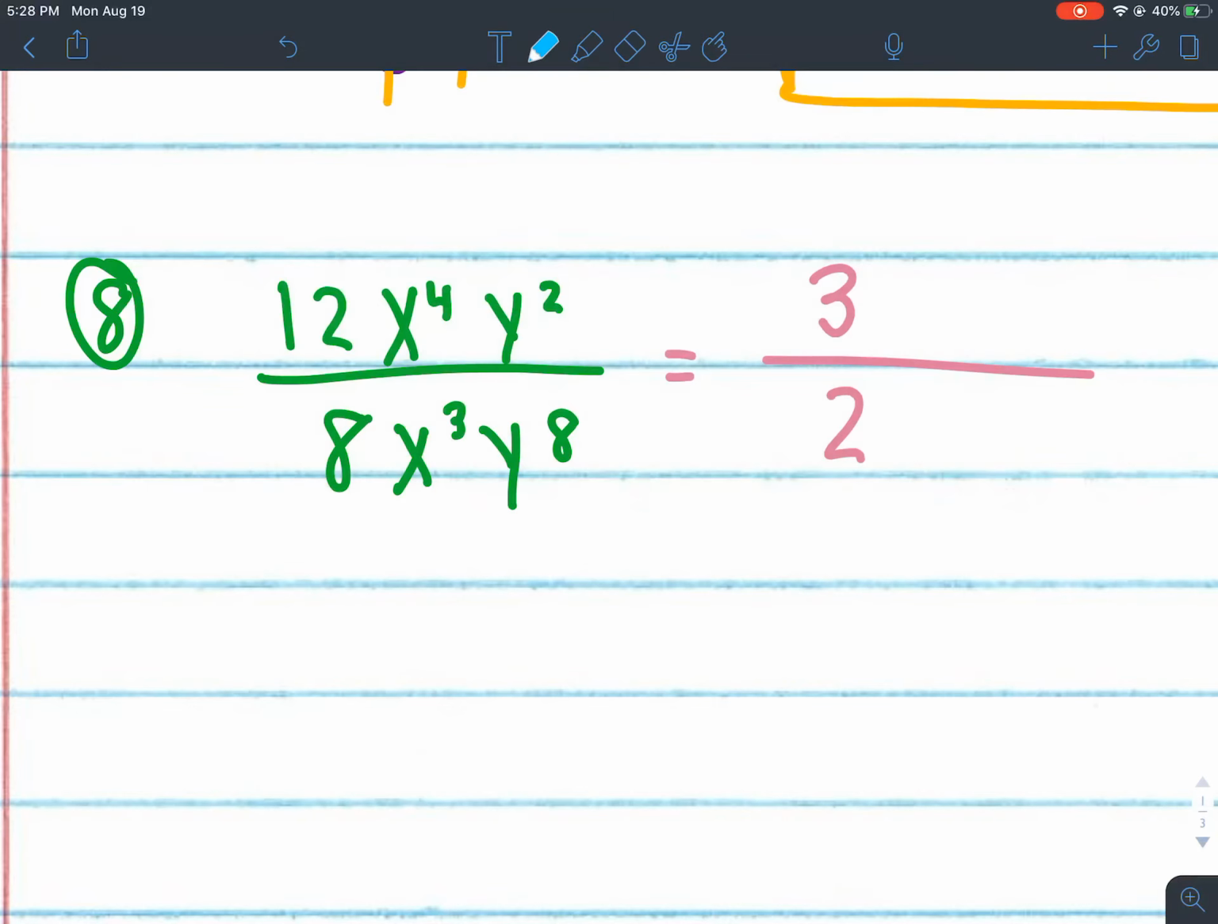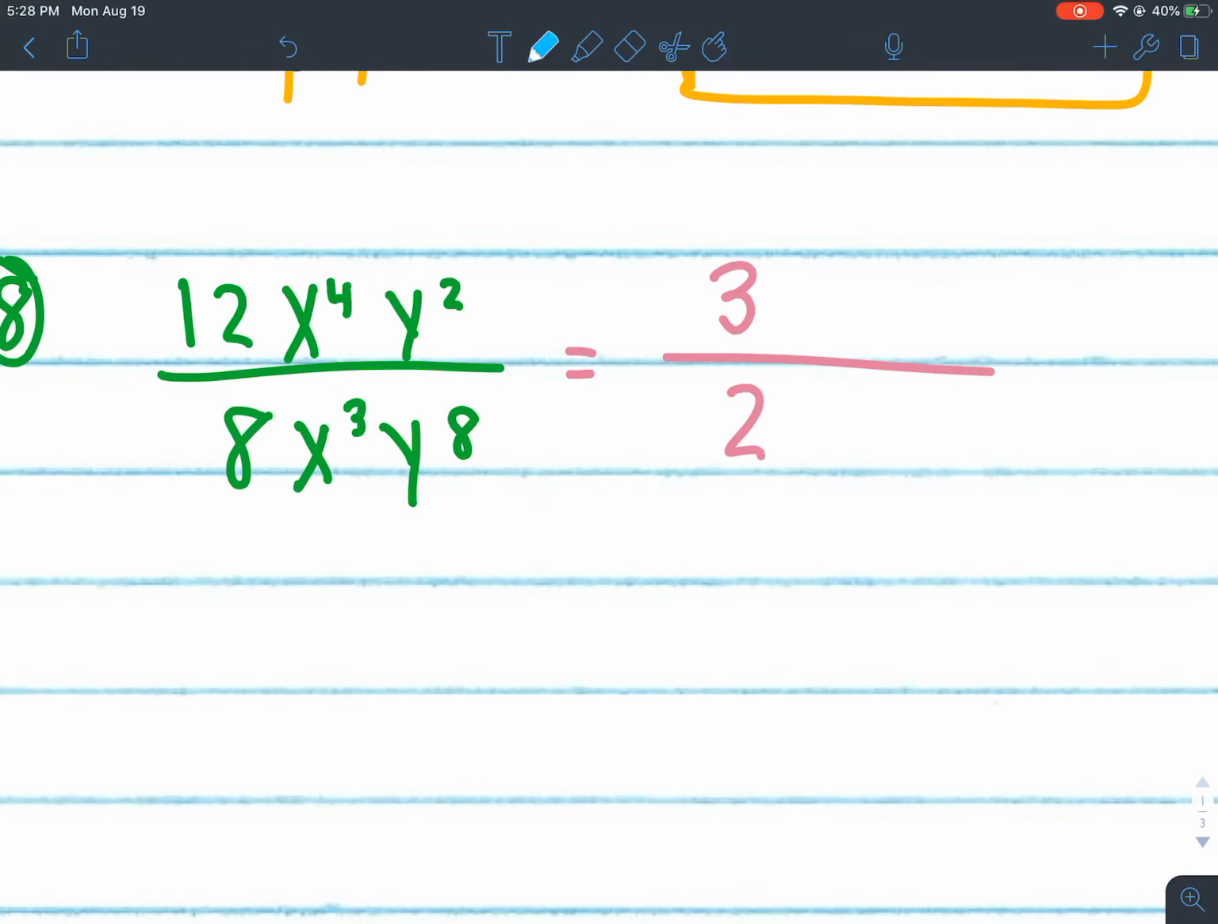Now we're going to move on to our variables. I have the same bases of x to the 4th, and I have the same base of x to the 3rd, so those are both x's. I have more x's in the numerator, so I'm going to write an x up there. And then I know that I have 1 more, so there's technically a 1 there. Again, you don't have to write it. And then for my y's, I have more y's in the denominator.